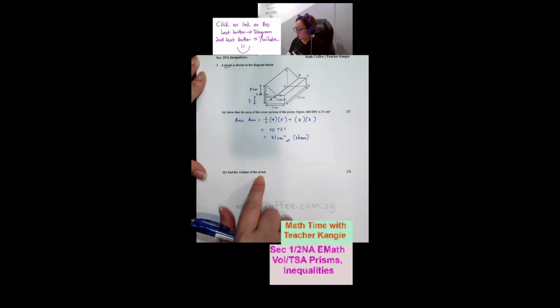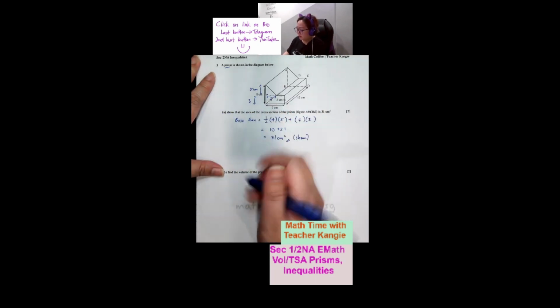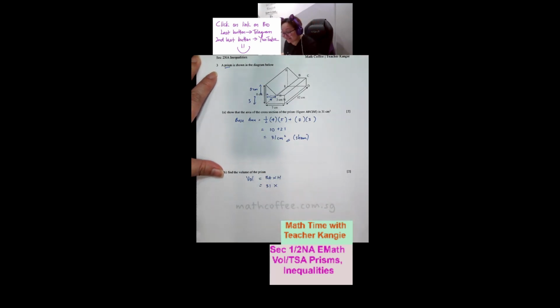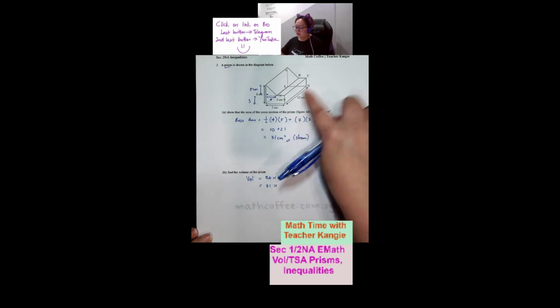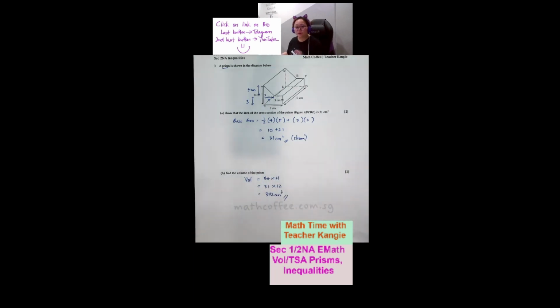Next, find the volume of the prism. Easy already, because once we have the base area, volume of prism is simply base area multiplied by the height. So my base area, we already found, is 31. Now the next question is, what is the height of the prism? Yes, the height of the prism is 12. So of course, key in the calculator, we get 372 cm cubed. Correct. Okay, so we are done with this question.